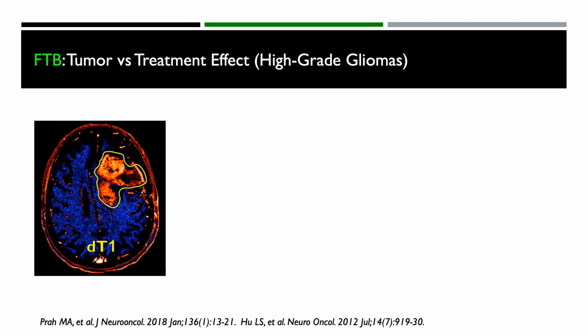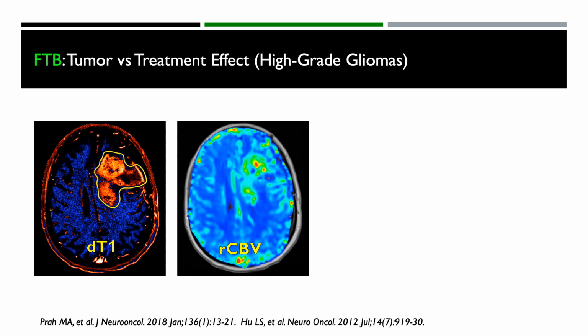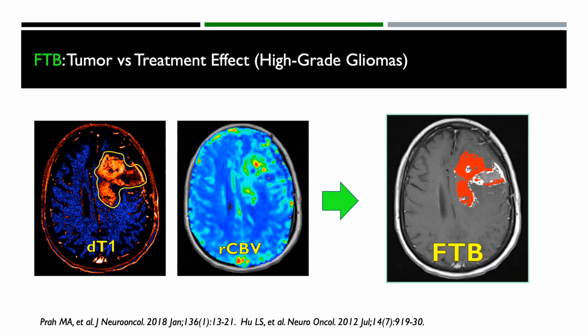So using this information, we can take our delta T1 maps plus our rCBV maps, and within the delta T1 region, look at the threshold of rCBV and create what we call fractional tumor burden maps. So what this tells us is within the area of enhancement, the areas of red are tumor and the areas of white are treatment effect.